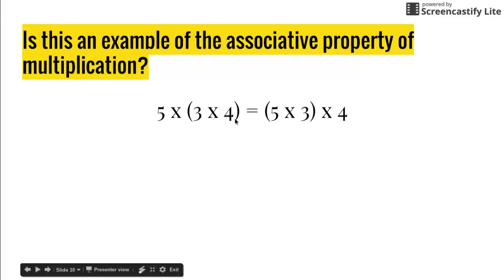So on this side, if I were to solve it, I would solve this first. And I would know that 3 times 4 is 12. And then I would do 12 times 5, which is 60. Over here, I would do 5 times 3 first, which is 15. And then do 15 times 4, which is still 60, which proves that the product stays the same regardless of what operation you do first.